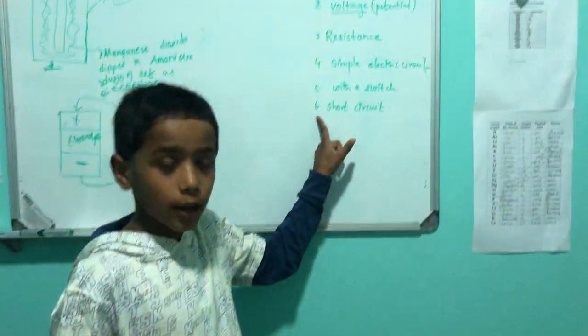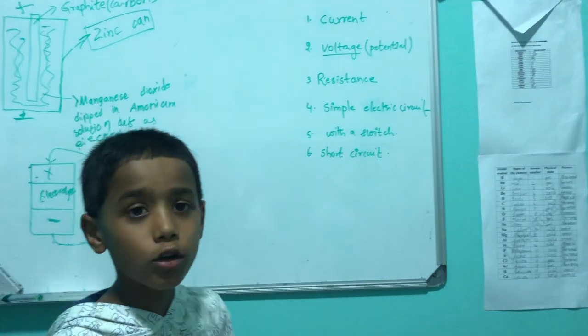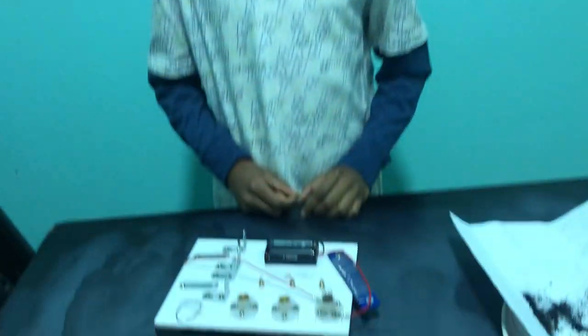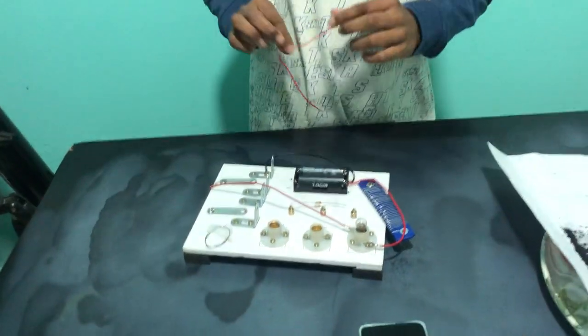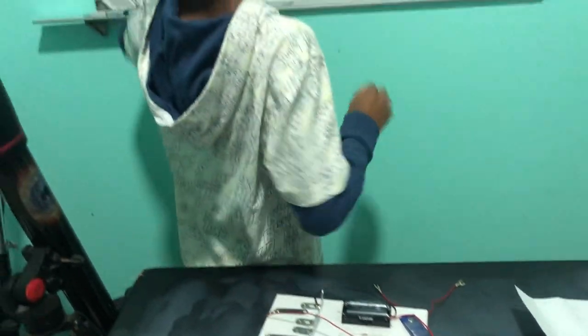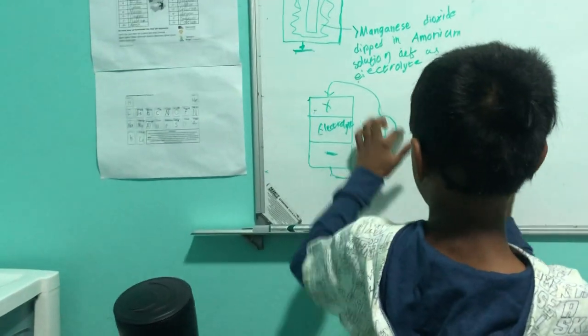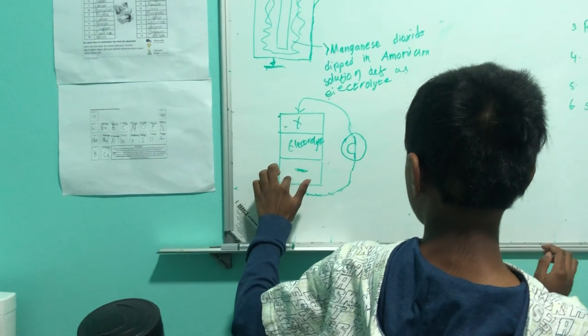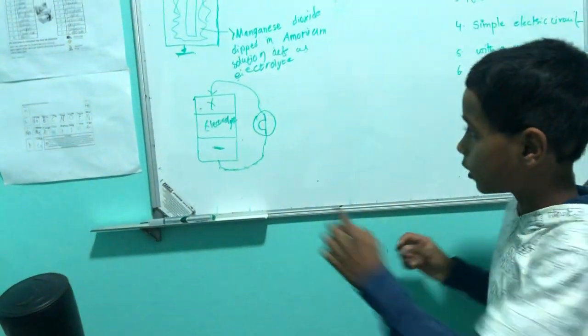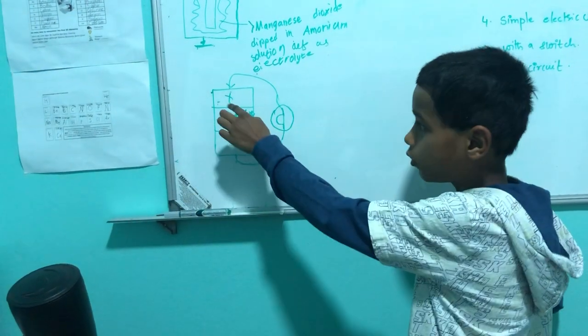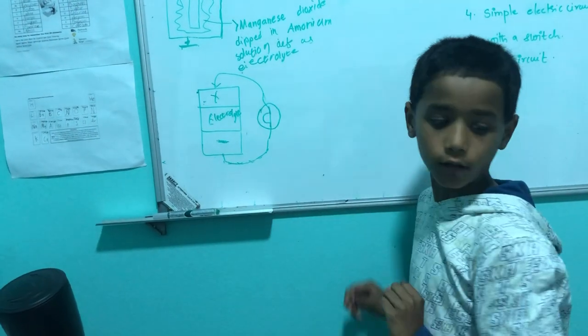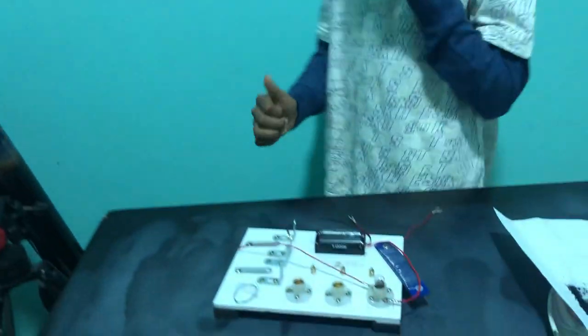So now let me explain the last word, short circuit. Short circuit is when, like here, let's say there's no light, and the electrons are flowing freely. It is when the current goes from negative to positive without any resistor, like a light.